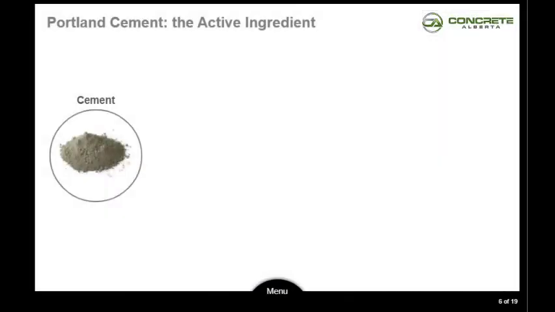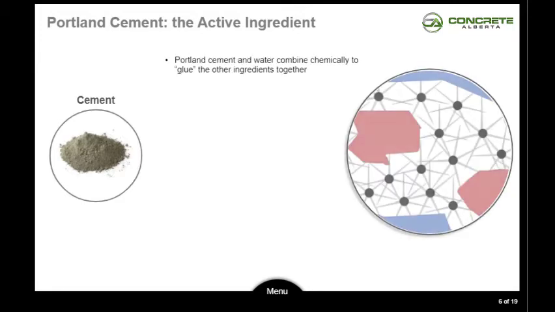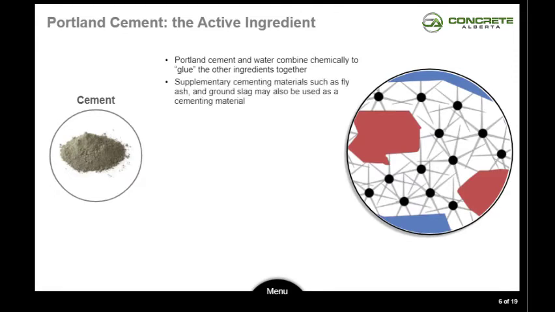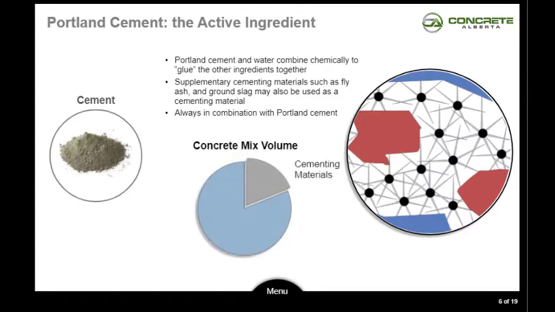Portland cement, the active ingredient. Portland cement and water combine chemically to glue the other ingredients together. Supplementary cementing materials such as fly ash and ground slag may also be used as a cementing material, but always in combination with Portland cement. Portland cement and the other cementing materials usually make up about 10 to 20% of the total volume of a concrete mix.